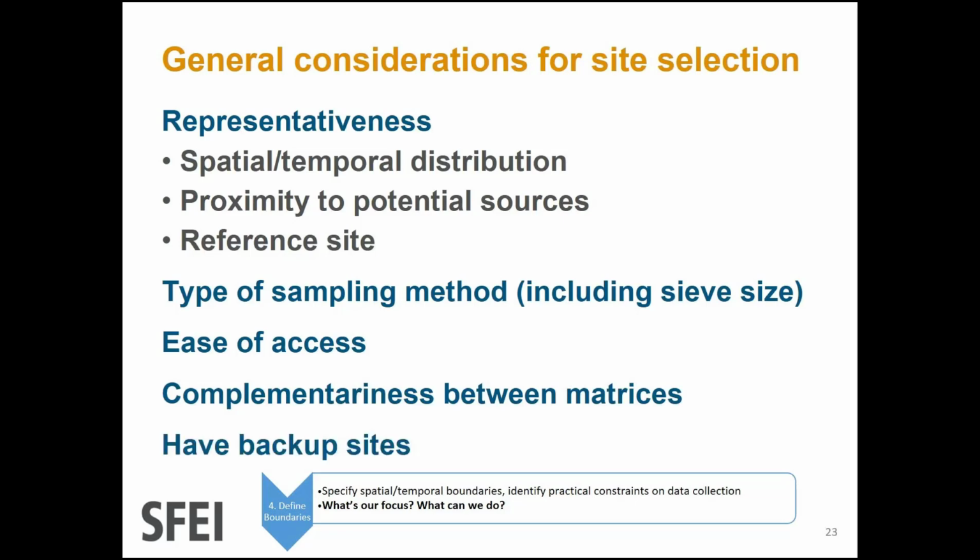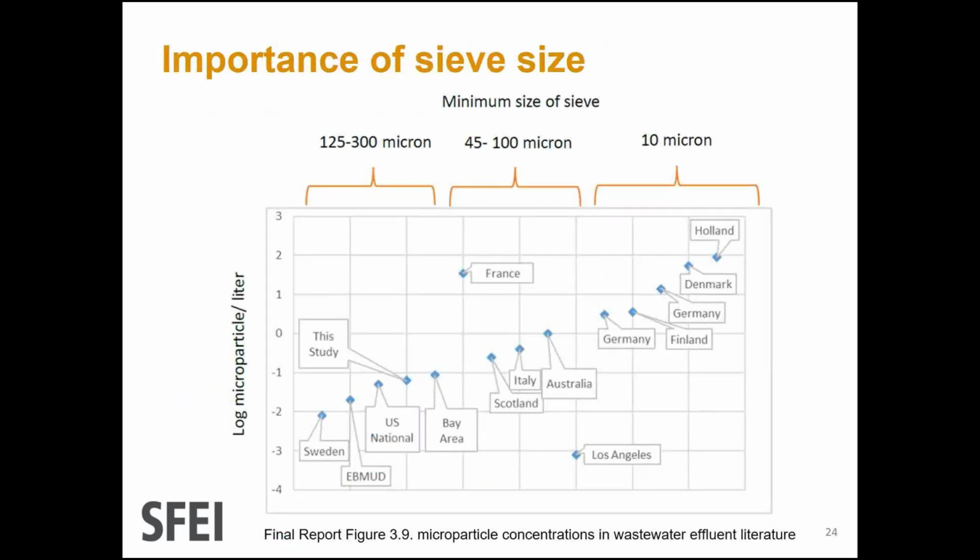And then finally, we think it's important to have backup sites because when you're in the field sampling, sometimes things don't go as expected or you can't access a site that you thought you would be able to get to. So having a plan for ways to get around those issues is really important.